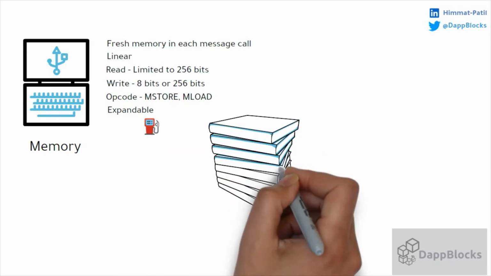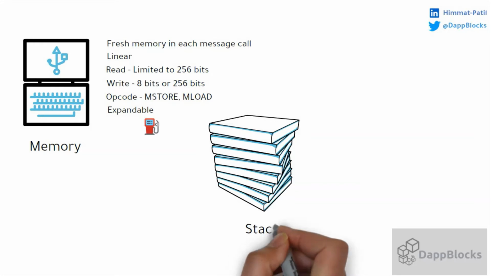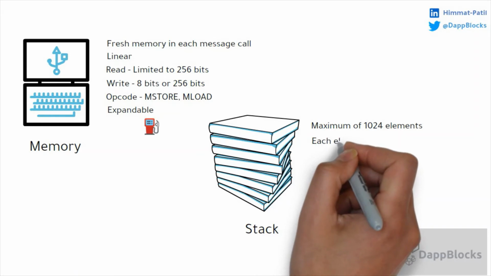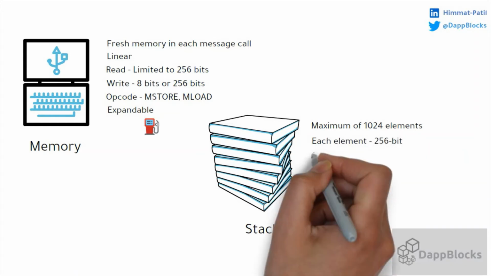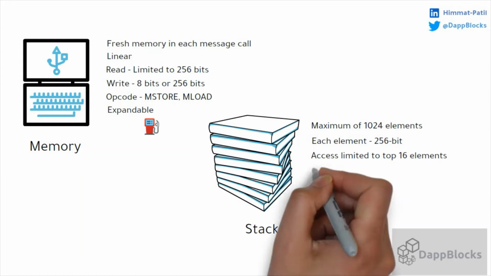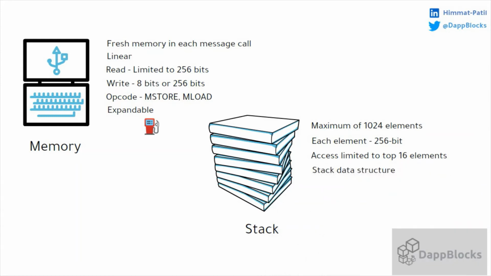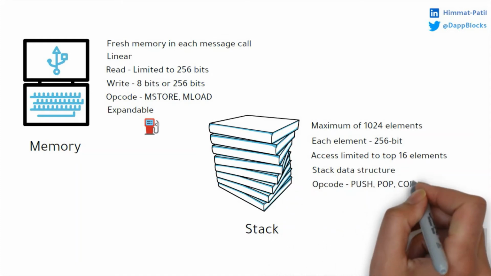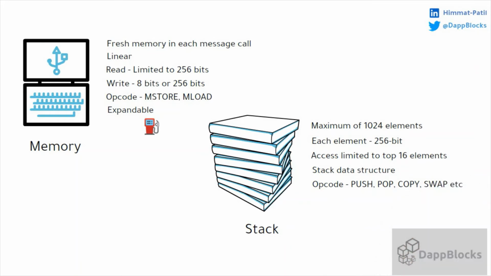Stack memory. EVM is a stack machine. It has maximum of 1024 elements, and each element is 256-bit word. Access to stack is limited to top 16 elements. It is possible to swap top element to any of the below 15 elements. This works similar as stack in data structure. You cannot access any deeper elements without removing top elements from the stack. Stack can be accessed with many instructions like push, pop, copy, swap, etc.